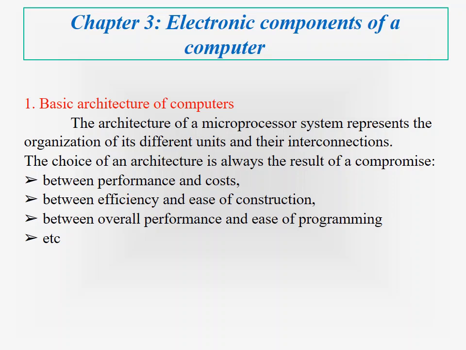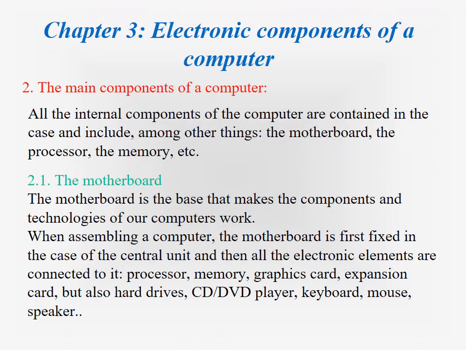The architecture of a microprocessor system represents the organization of its different units and their interconnections. The choice of an architecture is always the result of a compromise between performance and cost, between efficiency and ease of construction, between overall performance and ease of programming, etc.